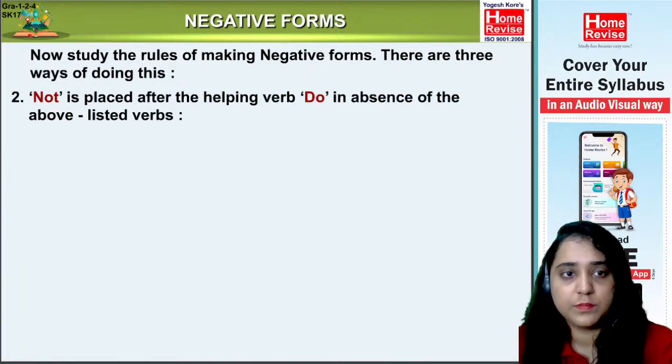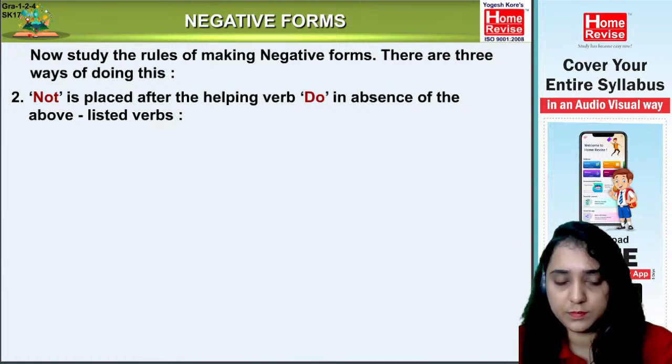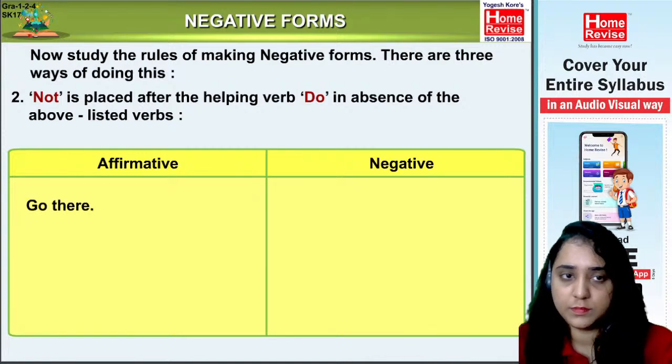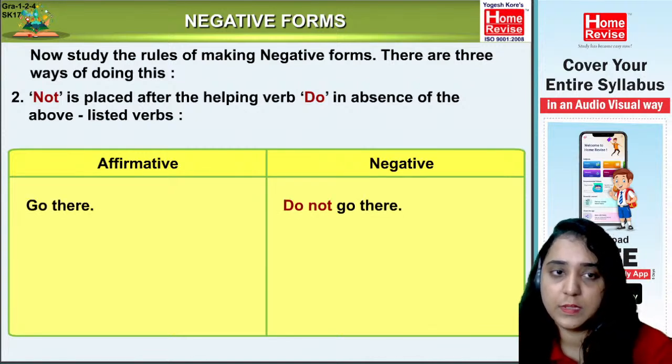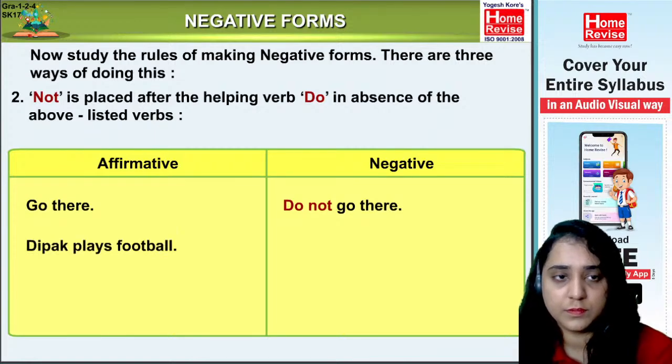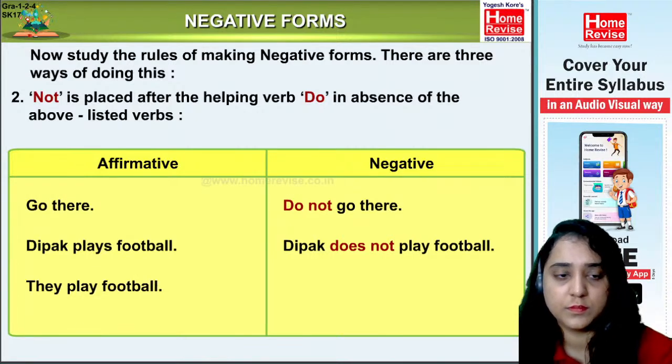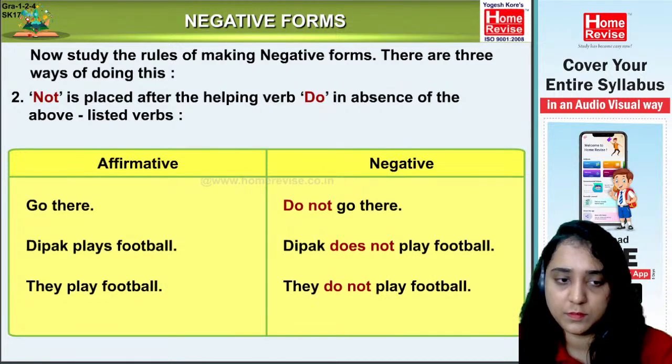2. Not is placed after the helping verb do in the absence of the above listed verbs. Affirmative. Go there. Negative. Do not go there. Affirmative. Deepak plays football. Negative. Deepak does not play football. Affirmative. They play football. Negative. They do not play football.